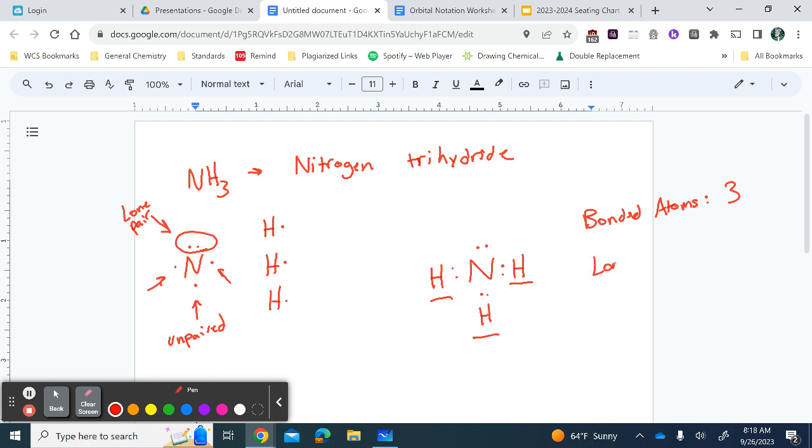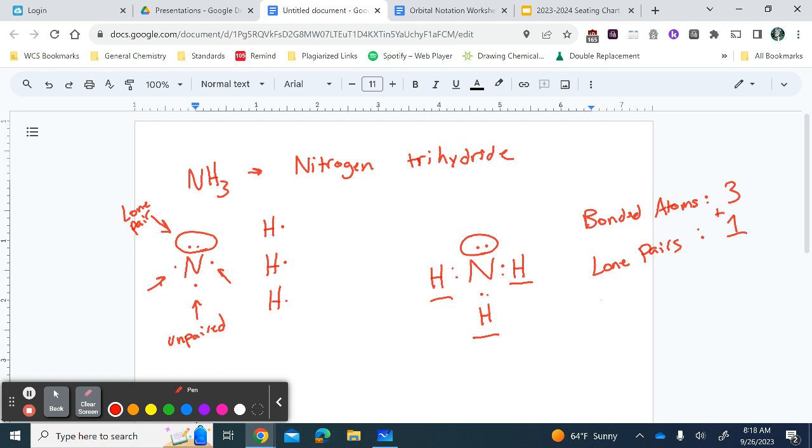Our lone pairs around nitrogen are the electrons around our nitrogen atom that aren't working with other atoms. In this case, we just have these 2 electrons right here. The other electrons are already working with our hydrogen. So this pair is going to be considered our 1 lone pair around our nitrogen atom.